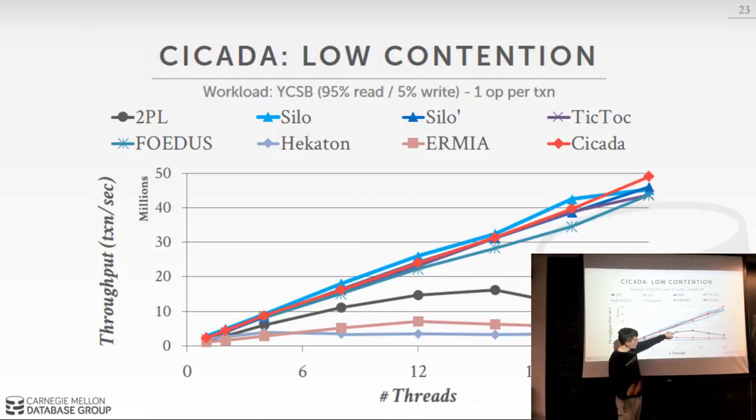No surprise, two-phase locking performs poorly because you're holding locks. There are some transactions that are holding exclusive locks, and you can't have speculative reads of that. I forget the details of why Ermia and Hekaton actually perform poorly here. But this shows that under low contention, some of these systems are single version, but Cicada is multi-versioned, and it's performing just as well as the single version ones.